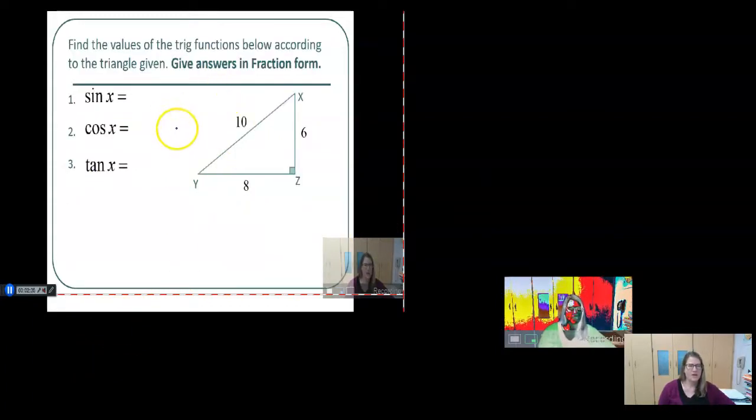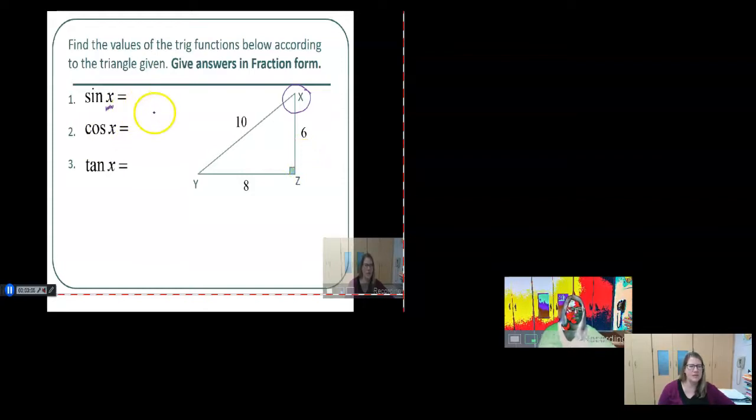So if I want to find the values of the trig functions according to this triangle, the hypotenuse is 10, this side is 8, and this side is 6. I want to find sine of angle x. The way I know what my reference angle is is just by looking at what is right next to sine. So this is my reference angle because that's angle x. And then I'm going to give my answers in fraction form. So basically, I'm just trying to find which ratio of sides I have here.